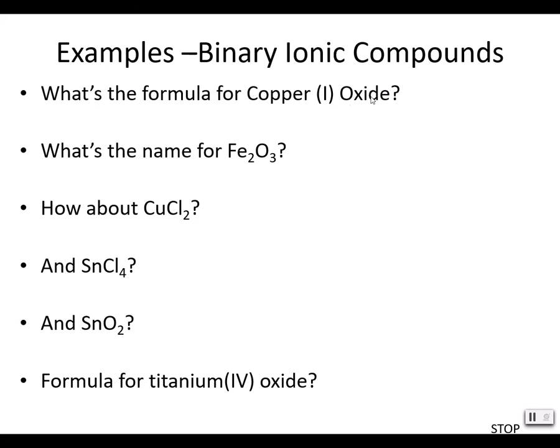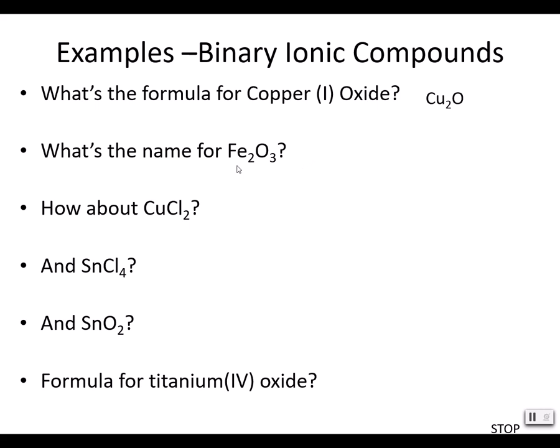Oxide, oh, I know that means oxygen. Oxygen is in group 6. It has a -2 charge. So if my oxygen's a -2 and my copper's a +1, I must need 2 coppers to correctly write that balanced ionic compound. So my formula would be Cu subscript 2O. That would be copper 1 oxide.